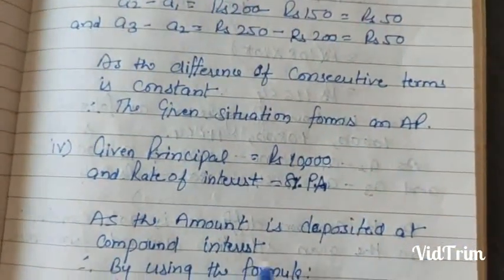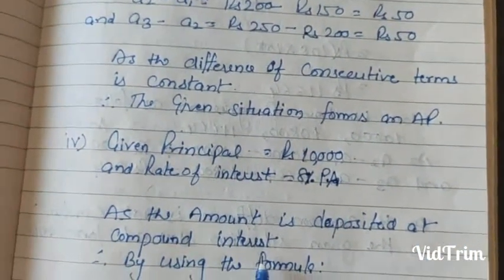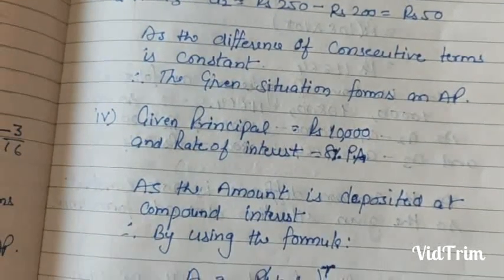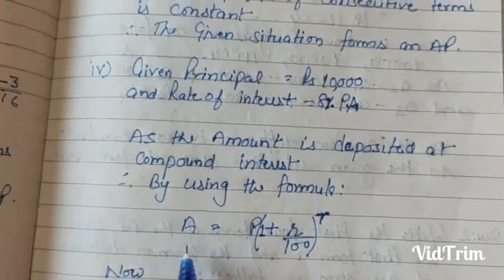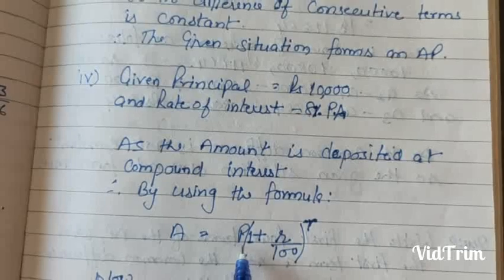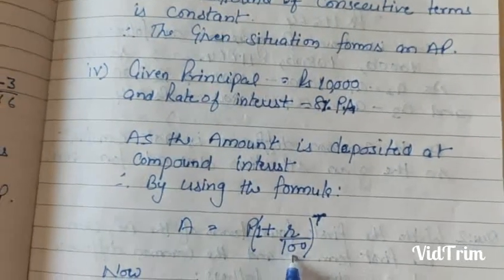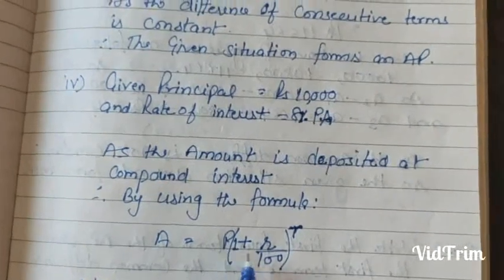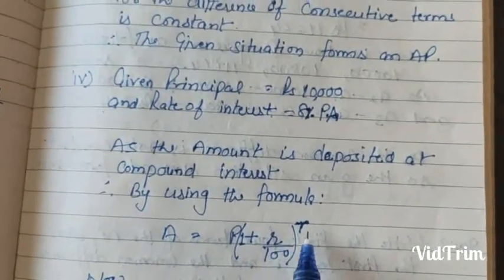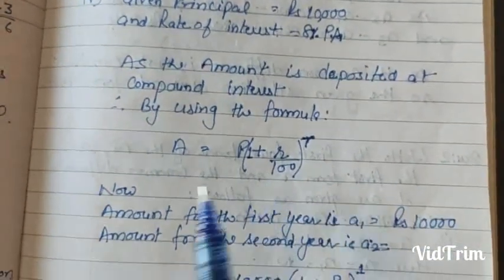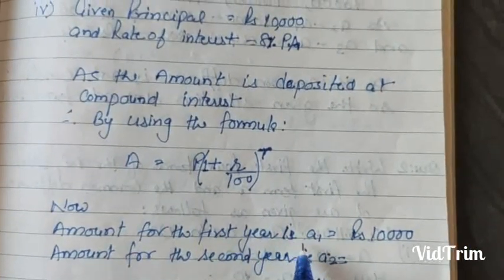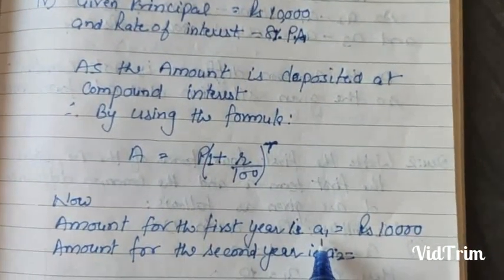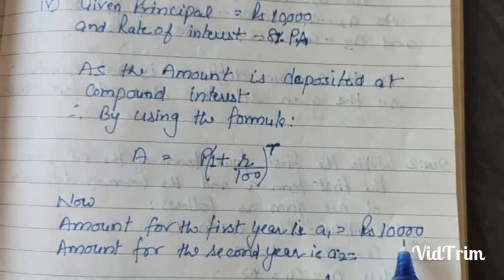As the amount is deposited at compound interest, we will use the formula that we studied in our previous class, that is A = P(1 + R/100)^T, where A is the amount, P is the principal, R is the rate of interest and T is the time period. Now the amount for the first year, that is in the beginning, the first term A1, is rupees 10,000.